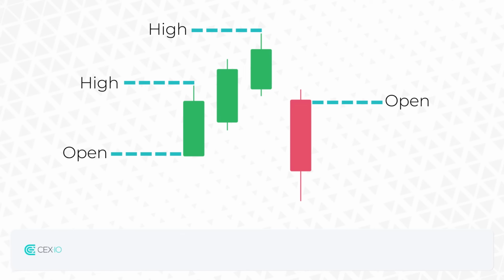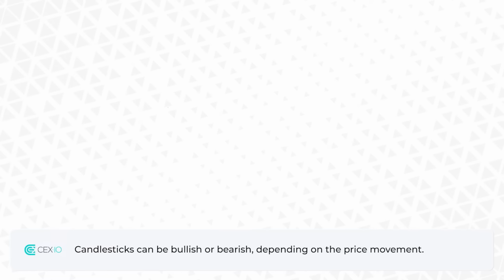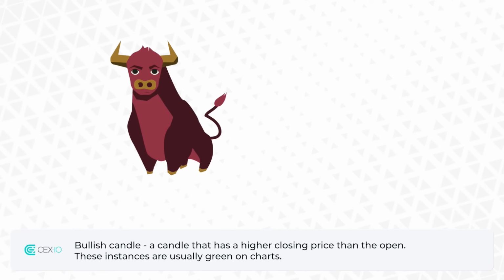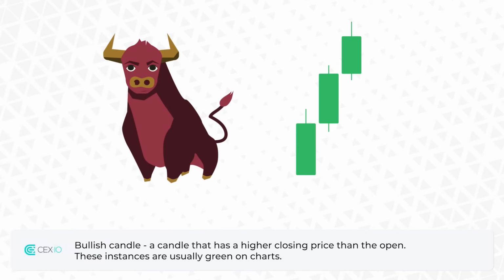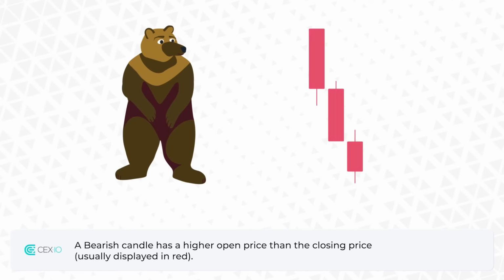a period; low, lowest or minimum recorded price in a period; close, last trading price within a time frame. Candlesticks can be bullish or bearish depending on the price movement. Bullish candle, a candle that has a higher closing price than the open. These instances are usually green on charts. A bearish candle has a higher open price than the closing price, usually displayed in red.